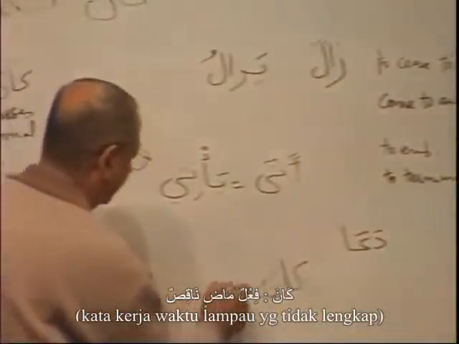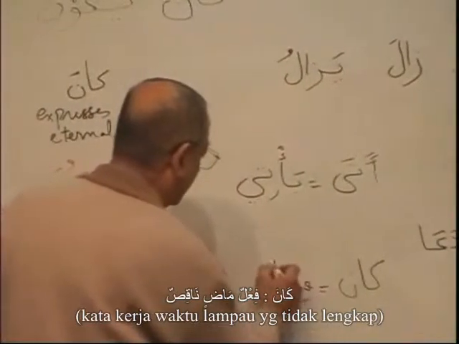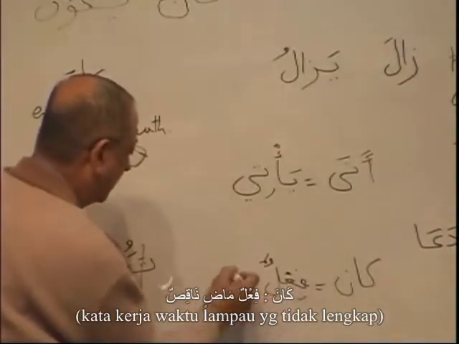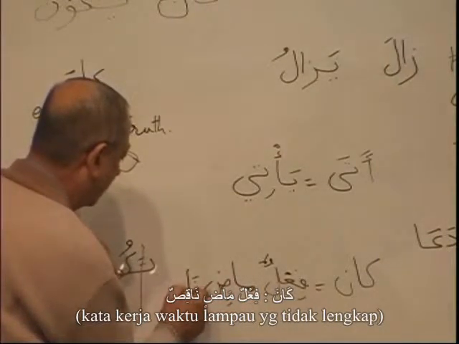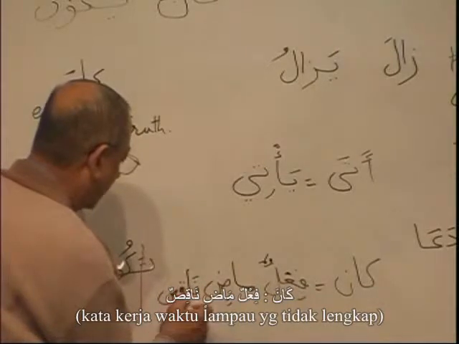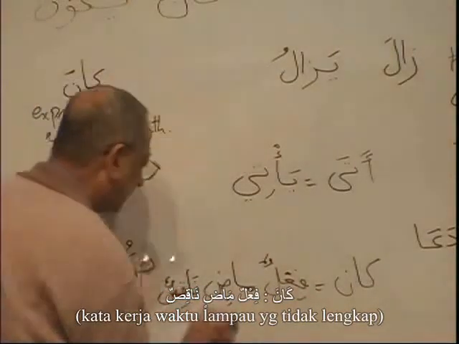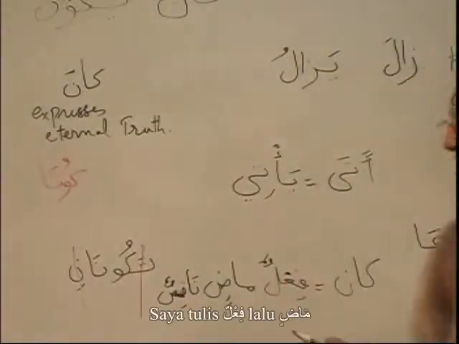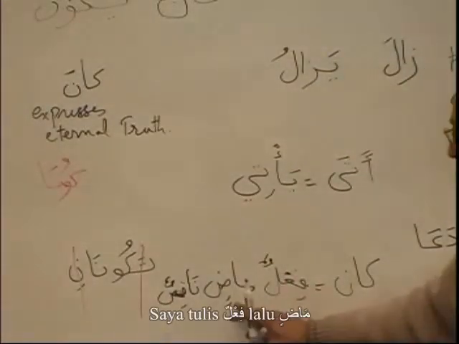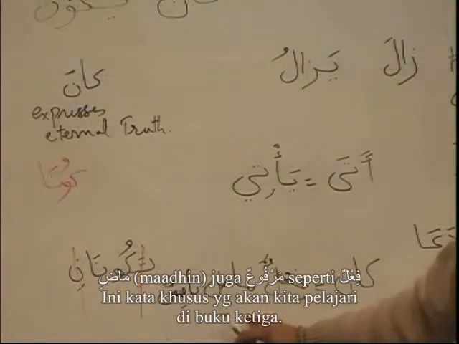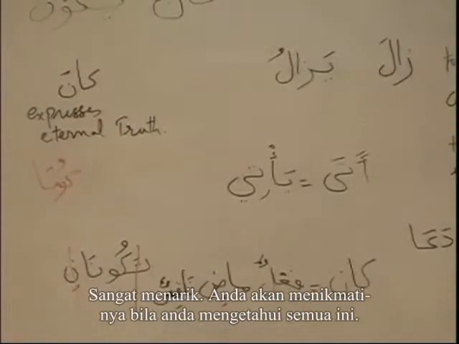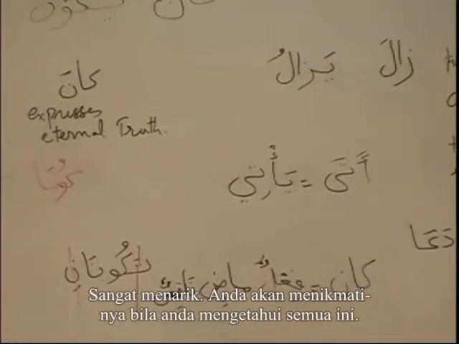Kana is fi'lun madin naqisun. Brothers and sisters, see, I wrote down fi'lun. Then I came to madin. Madin is also marfu like fi'lun. This is again that special verb I have been telling you, we will be studying in book 3, inshallah. Very interesting, brother. You will enjoy it, inshallah, knowing all these things.